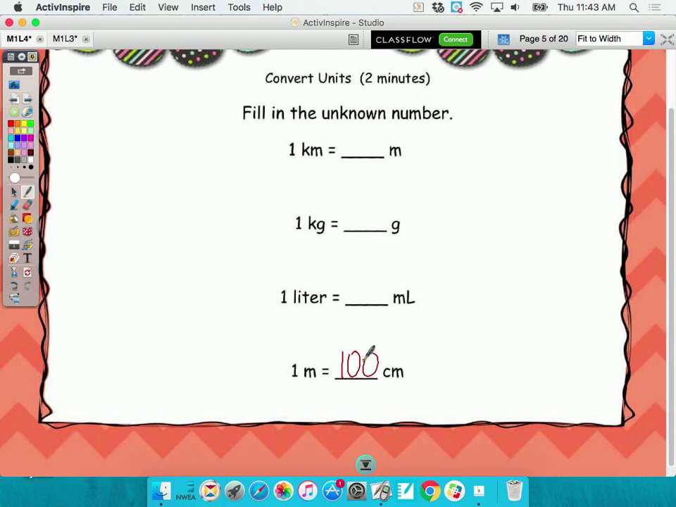The only one that is 100 is centimeters. There are 100 centimeters in a meter. So I'm going to ask you the answers for the rest of them, and you're going to tell me. Are you ready? How many meters in a kilometer? 1,000. Good job, boys and girls. How many grams in a kilogram? 1,000. Someone was incorrect in here. How many milliliters in a liter? 1,000. You are so smart.